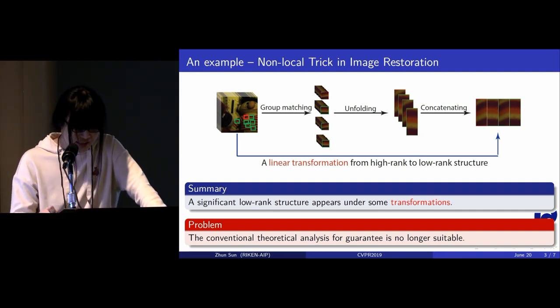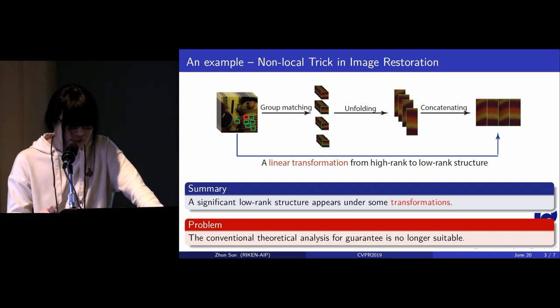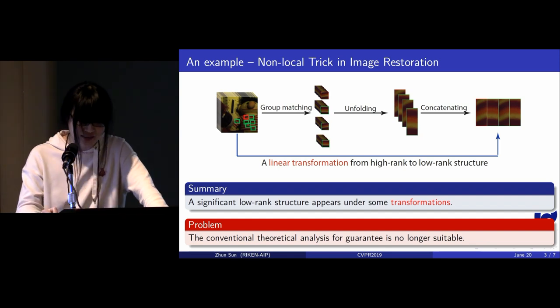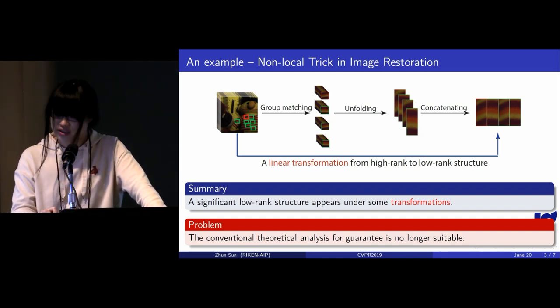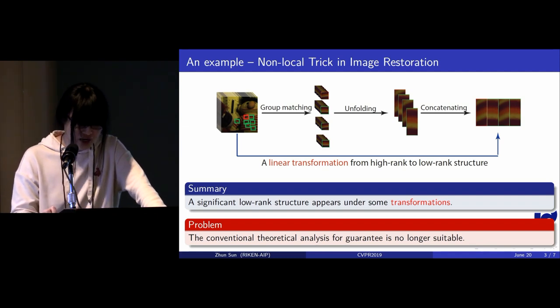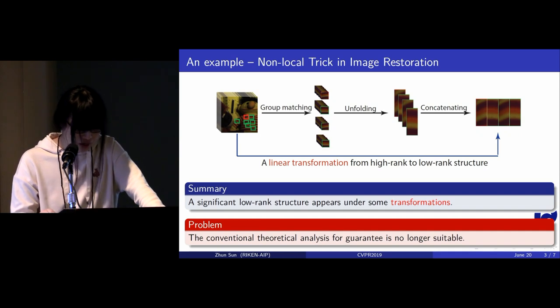So in this case, it is obvious that the cropping, unfolding, and concatenating operations can be represented as linear transformations. To summarize, we say a significant low-rank structure appears under some linear transformations, even if the original data may not be low-rank.